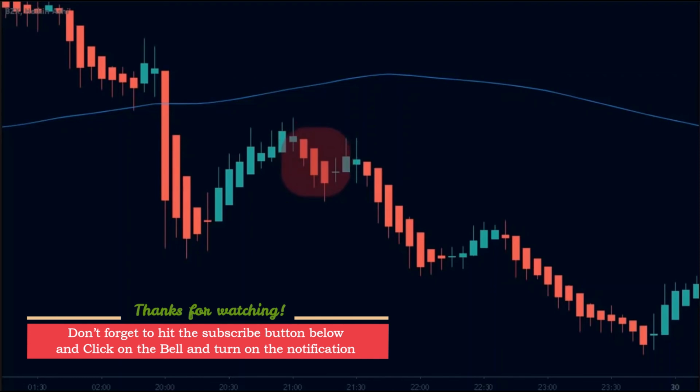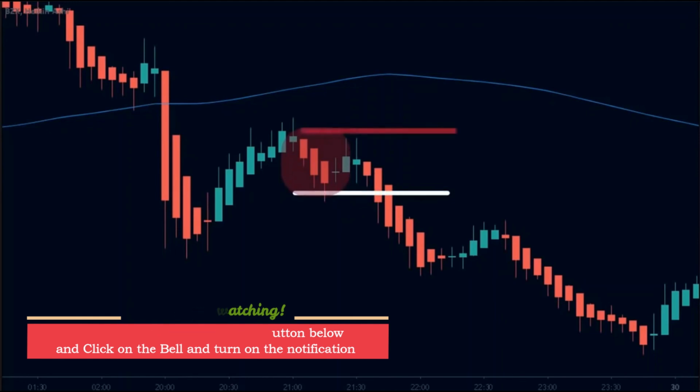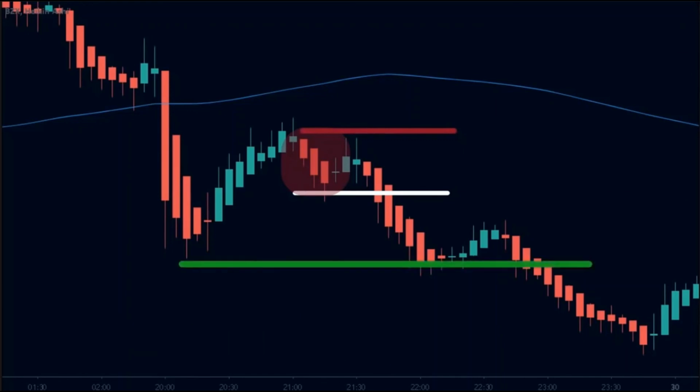After the appearance of these candles, we will sell the stock just below the low of these candles. We will keep our stop loss above the high of these candles. For exits, we can exit at the nearest resistance or we can exit at the 2:1 risk-reward ratio.